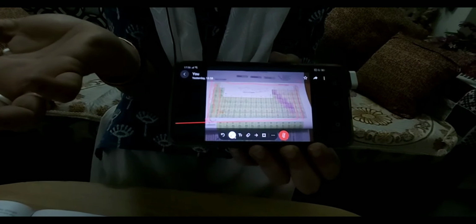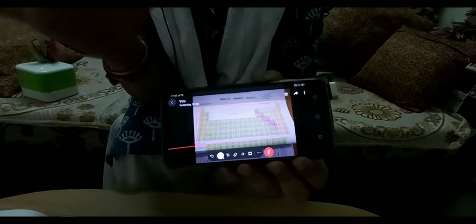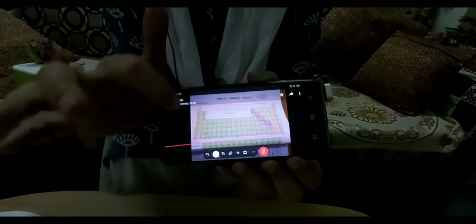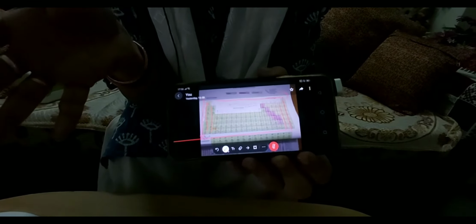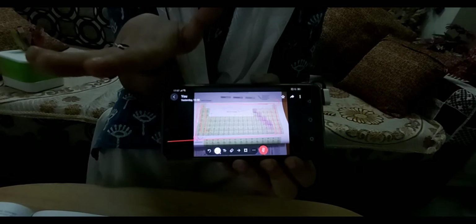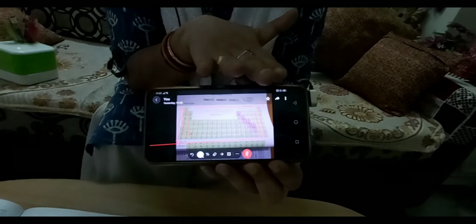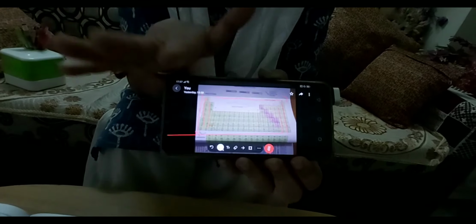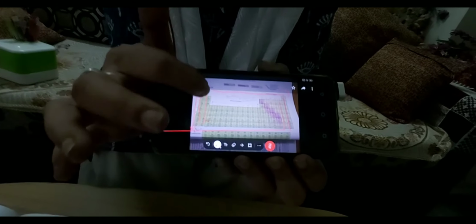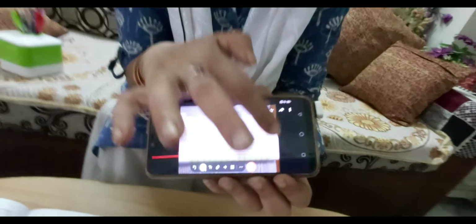So the first group elements, the alkali metals, are metals. They are highly reactive. They react with nonmetals and form various ionic compounds. Also, the second group elements, the alkaline earth metals, are found abundantly in the earth's crust. They react with nonmetals, they are also extremely reactive, and they form various kinds of ionic compounds. So this is about first group elements, second group elements, zero group elements and the halogens.